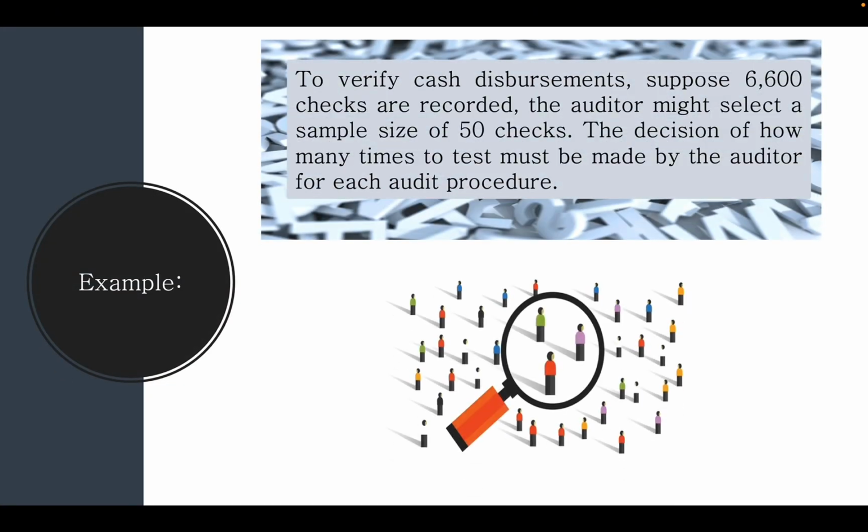As an illustration, to verify cash disbursements, suppose 6,600 checks are recorded, the auditor might select a sample size of 50 checks. The decision of how many items to test must be made by the auditor for each audit procedure.